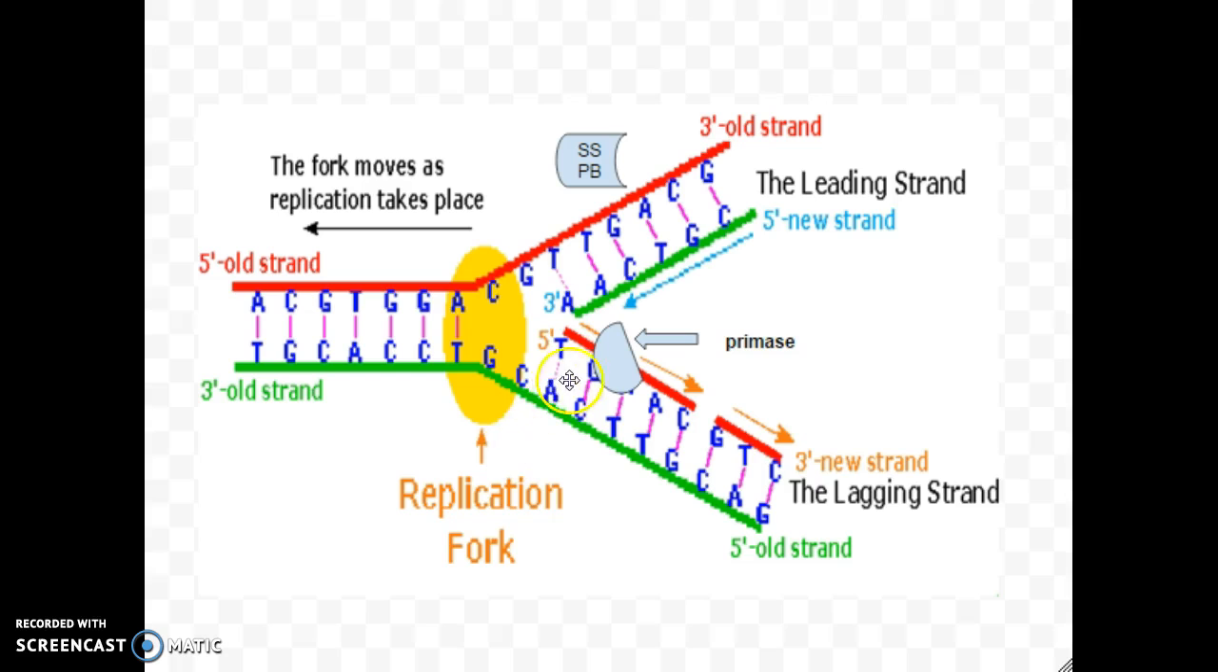The RNA primer is enzymatically removed and replaced with an appropriate sequence of DNA nucleotides. One strand is replicated continuously, separating a portion of the original DNA molecule, while the other strand is replicated discontinuously in the opposite direction, which is this. This is the direction of the new strand of the leading strand, and this is the direction of the unwinding of the lagging strand.